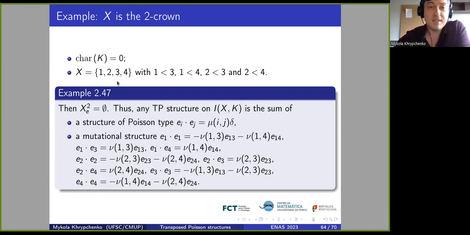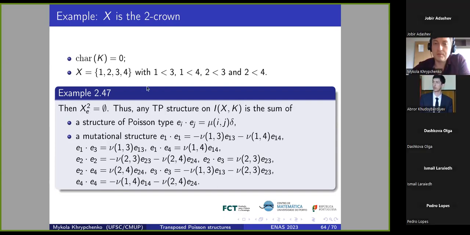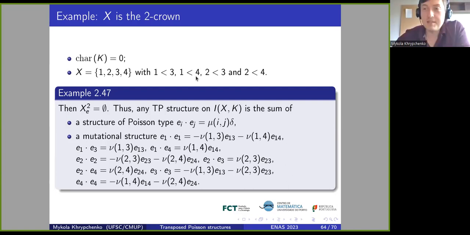It's interesting because this poset often appears as a counterexample to some theorems. So the incidence algebra of this poset has some bad behavior with respect to some other questions. But in this case, it has nice behavior because it has no lambda structure. It's only structures of Poisson type and mutational structures, and their sums.